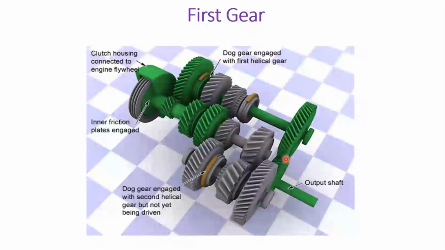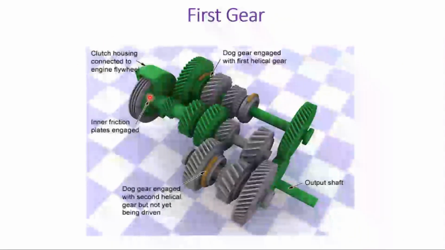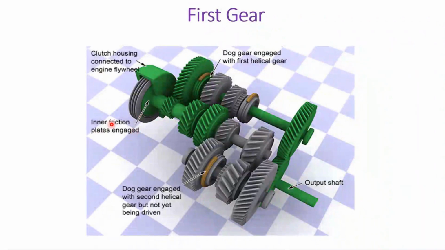So this is basically first gear operation. This is the input shaft, this is the lay shaft, and this is the output shaft. You see here how it looks in the case of first gear. The clutch housing is connected to the engine flywheel. You have the friction plates getting engaged. You can see the dog gear getting engaged with the first helical gear.